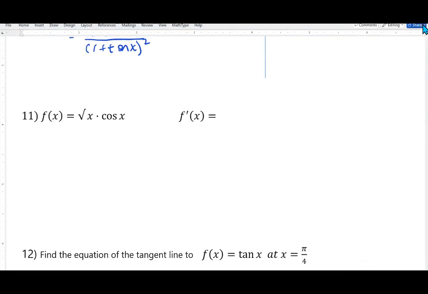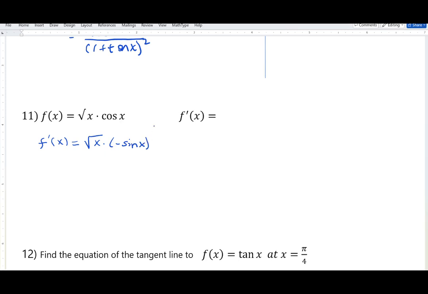And here are just a few more examples about finding derivatives involving trig functions. Take a look at number 11. F of x equals the square root of x times cosine x, then what would be f prime of x? So here we have to use the product rule. There's no way of getting out of that. So let's try. So f prime of x equals, I keep root x as it is, times derivative of cosine, which is negative sine x.